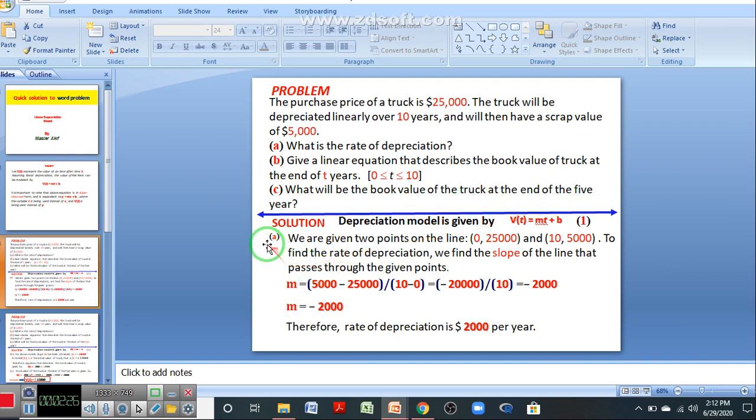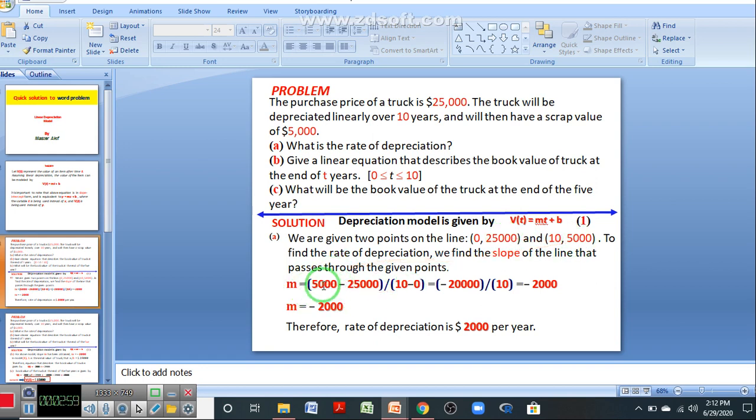First of all, the depreciation model is Vt equals mt plus b, but in part A we have to find the depreciation rate, that is the slope. For the slope we have two points. First point, when t is 0, initially $25,000 is the price of the truck. Second point, after the useful life of 10 years, its worth will be $5,000. If you know two points, then you can find the slope.